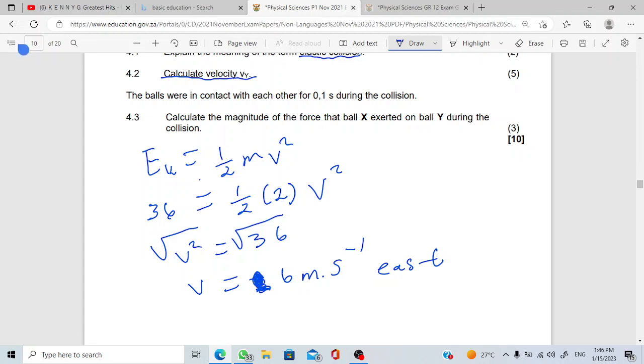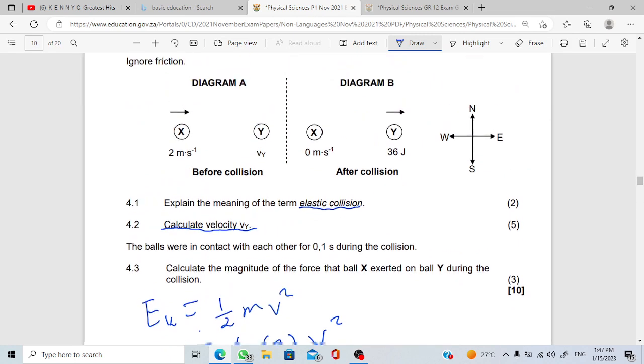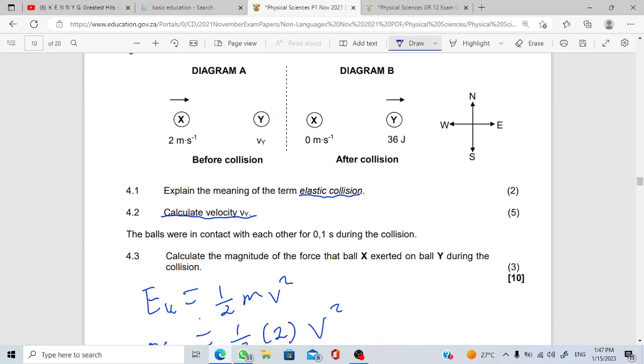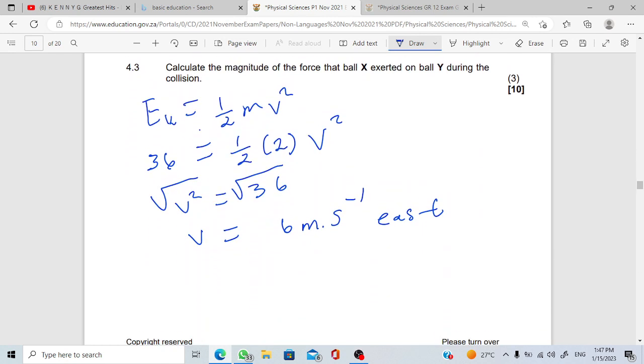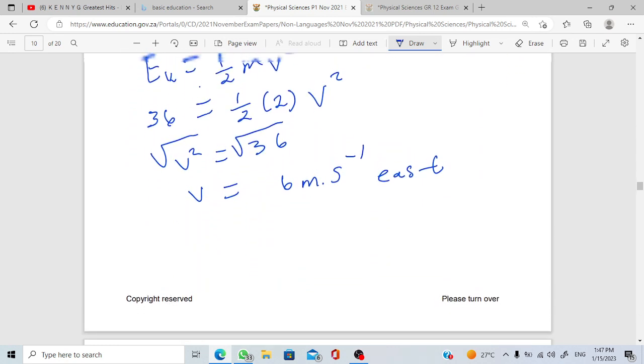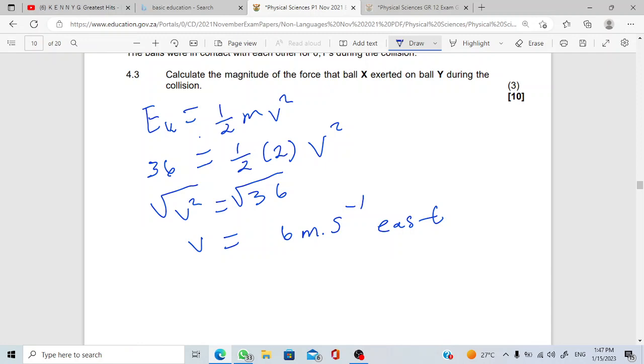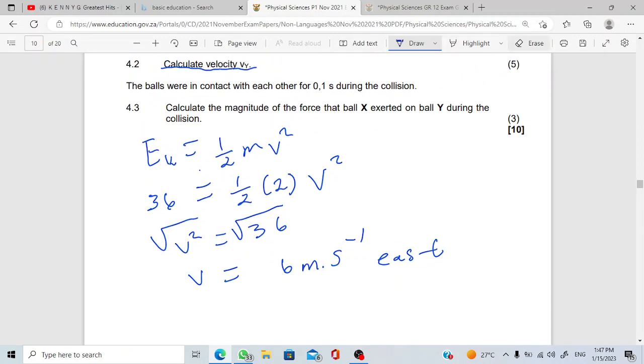Excuse me on this one, let me erase. Alright, now we know the velocity of this object. Now we can calculate for Vy. So for you to calculate for Vy, I'm going to wrap for space.